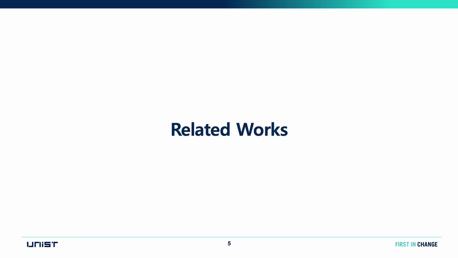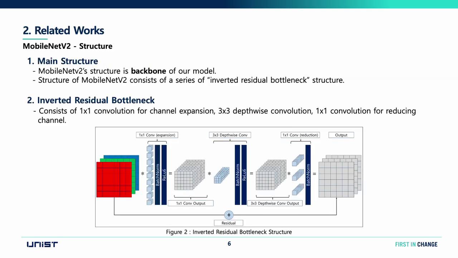Now, related works. Regarding related works, I will briefly explain MobileNet V2, which serves as the backbone structure of our network. One of the key characteristics of MobileNet V2 is its use of sequenced inverted residual bottleneck structures. As shown in Figure 2, the bottleneck structure operates as follows.